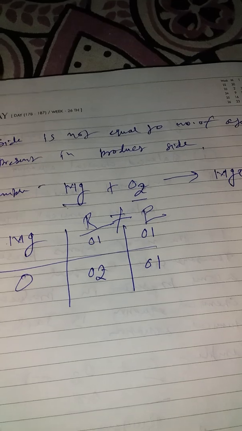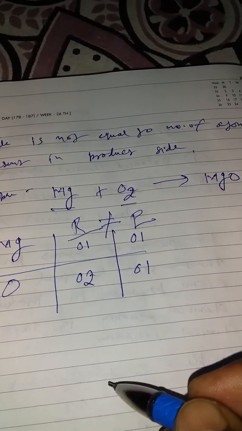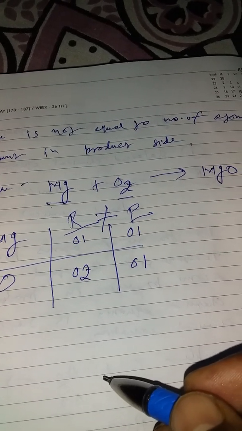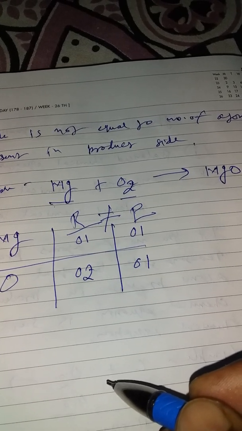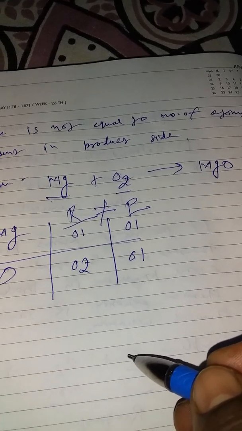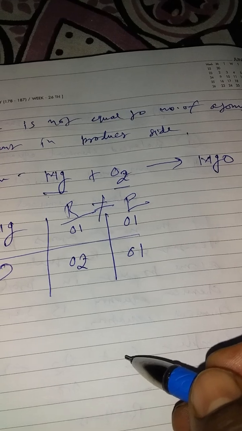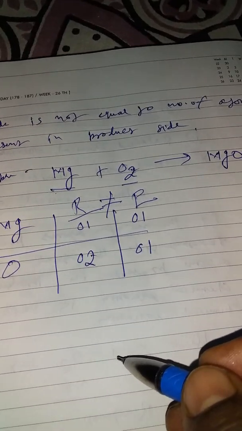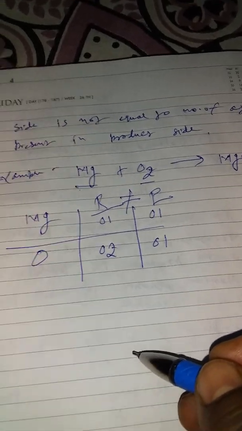Dear students, a question may be asked by anyone: why do we balance an unbalanced chemical equation? Your answer will be, to maintain the law of conservation of mass, we balance any chemical equation. So the question is, how can we balance a chemical equation?